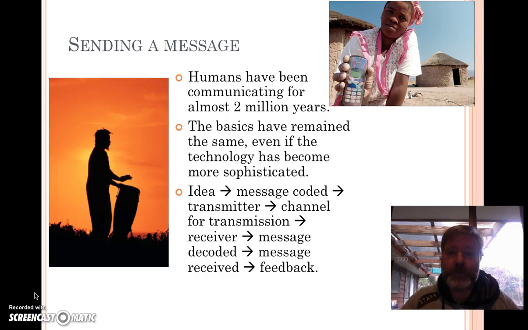Anyway, so humans have always communicated. Animals communicate too, but we've always communicated. Fortunately, we evolved a structure that allowed us to make more concise sounds that allows us to talk to each other. So we've been doing that, but also we've been wanting to communicate further. So essentially, the basics have always remained the same. You have an idea, you code that message, you transmit it, you have some sort of channel for that transmission, which is received, message decoded, and then feedback might occur. So at the moment, I'm doing that with you.